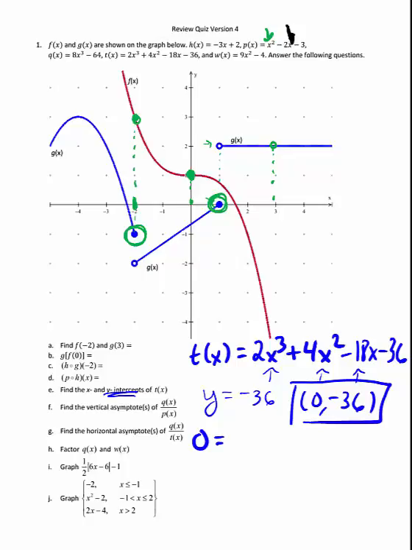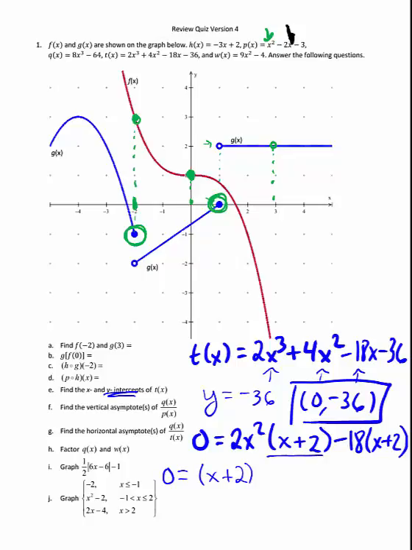To get the x-intercept, we plug in 0 for y, so we have 0 equals 2x cubed plus 4x squared minus 18x minus 36. We're going to factor by grouping, so I get x plus 2, and then I factor out negative 18, and I get another x plus 2. Then I can factor out that x plus 2. Factor that out from both of them, and we're left with 2x squared minus 18. And now I set that equal to 0, and that part equal to 0.